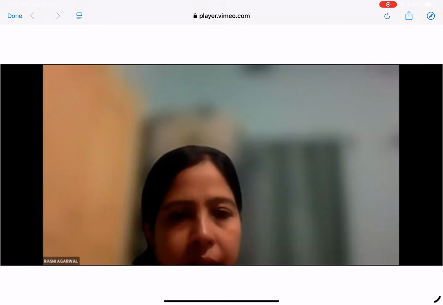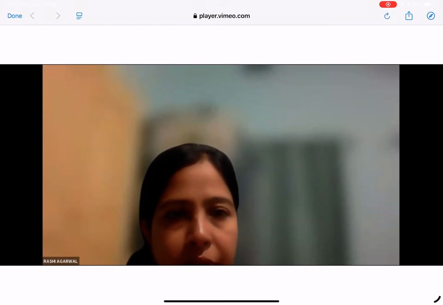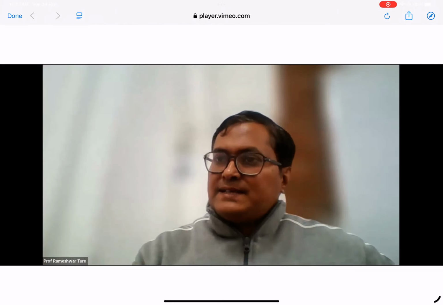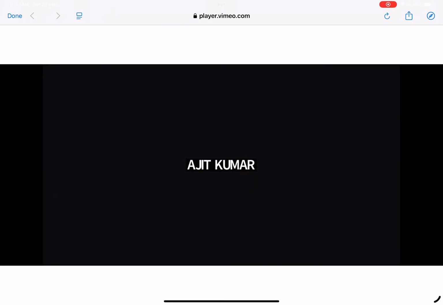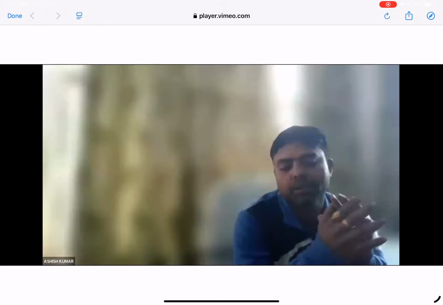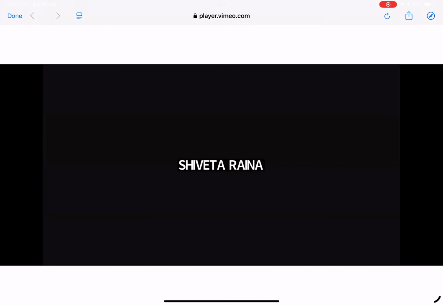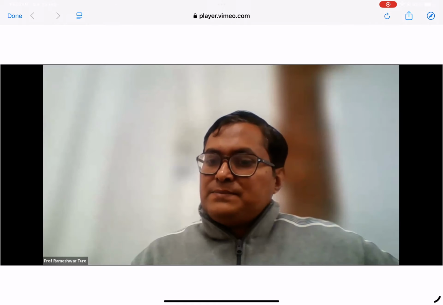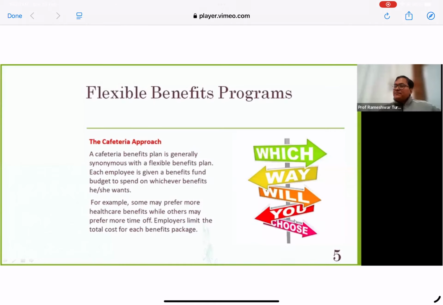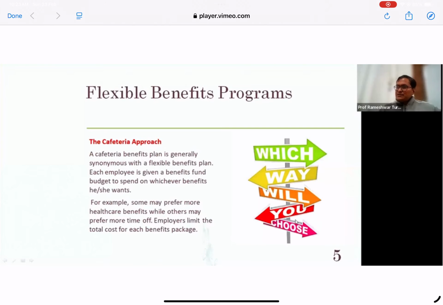So there are multiple options given to employees, and they can choose between the allowances. But the cap is fixed. You can choose the type of option, so that you can select as per your requirement. That is the cafeteria approach. The cap is fixed, and within that cap, there is a different list. You choose and customize as per your needs.